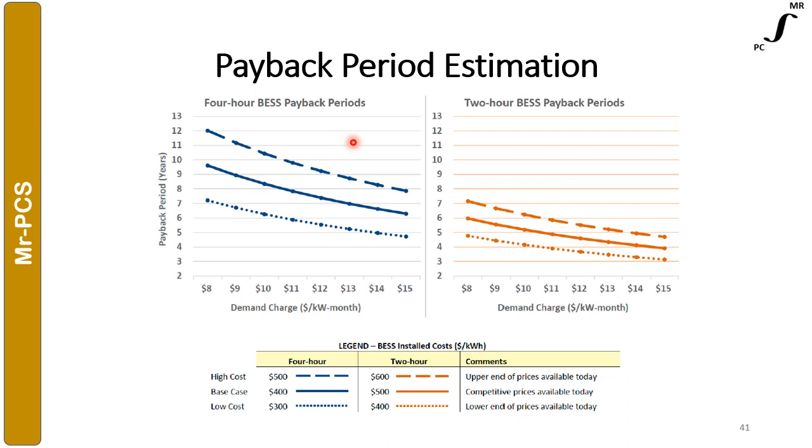This slide represents the payback period for battery energy storage used for peak clipping and for demand charge management application. The estimated payback period considers 4 hours and 2 hours discharge. Capital cost, demand charges, and discharge duration of the battery play a significant role in determining the feasibility or economics of a battery energy storage system. A 2 hour discharge battery has relatively better payback as compared to a 4 hour discharge battery, as shown in this particular slide.